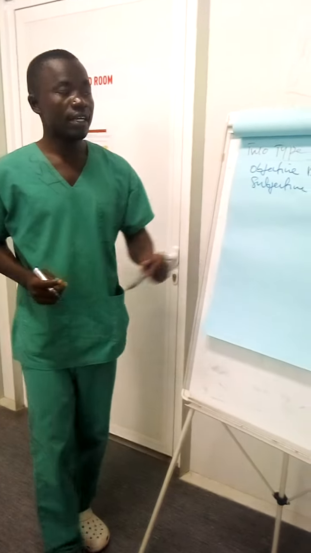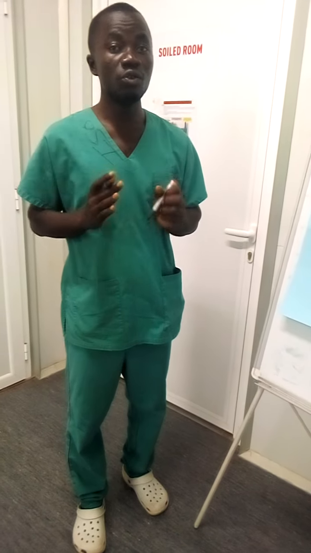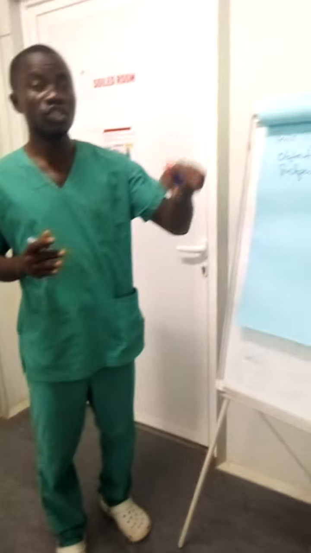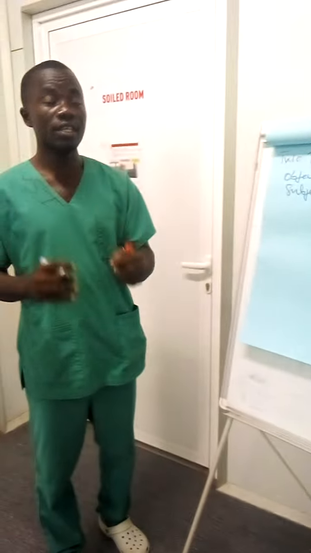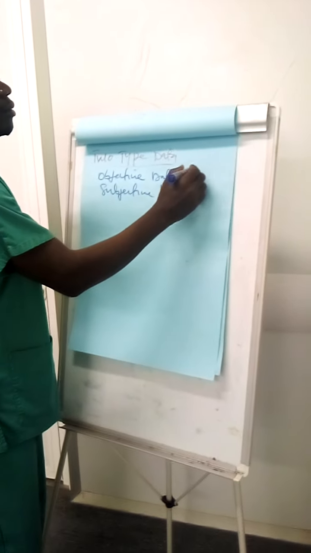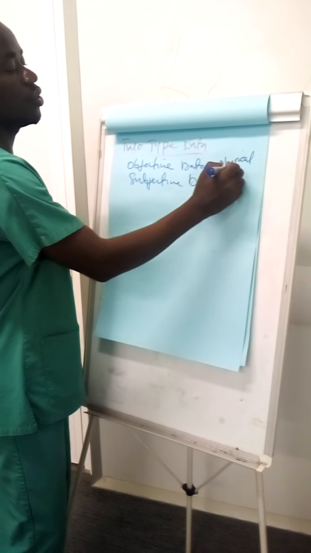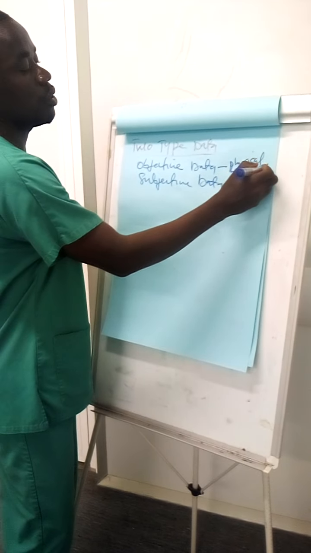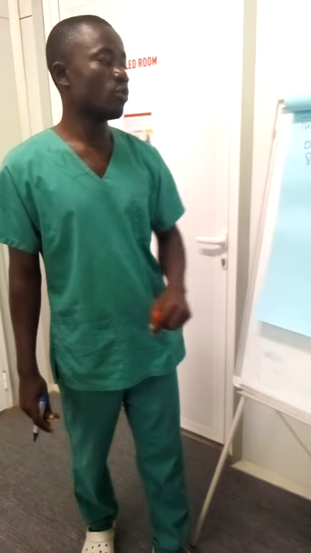The objective data is what you are going to find on the patient yourself, not what the patient tells you. For instance, physical examination and lab investigation are part of objective data. Vital sign taking, you are going to see for yourself. That is what you call objective data.